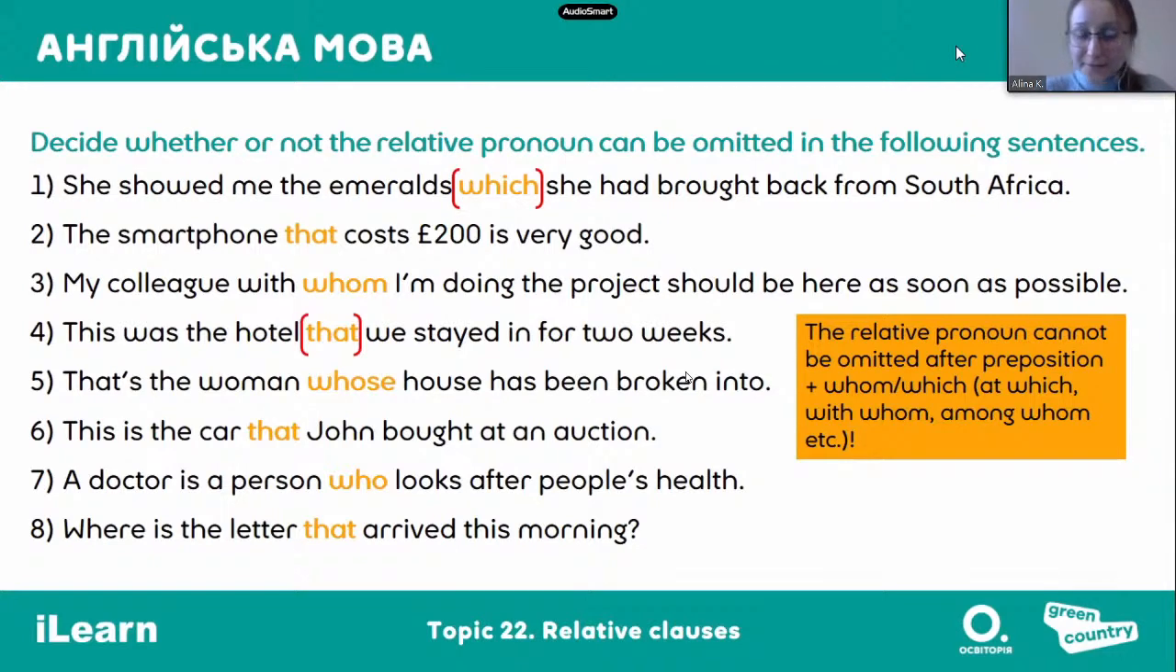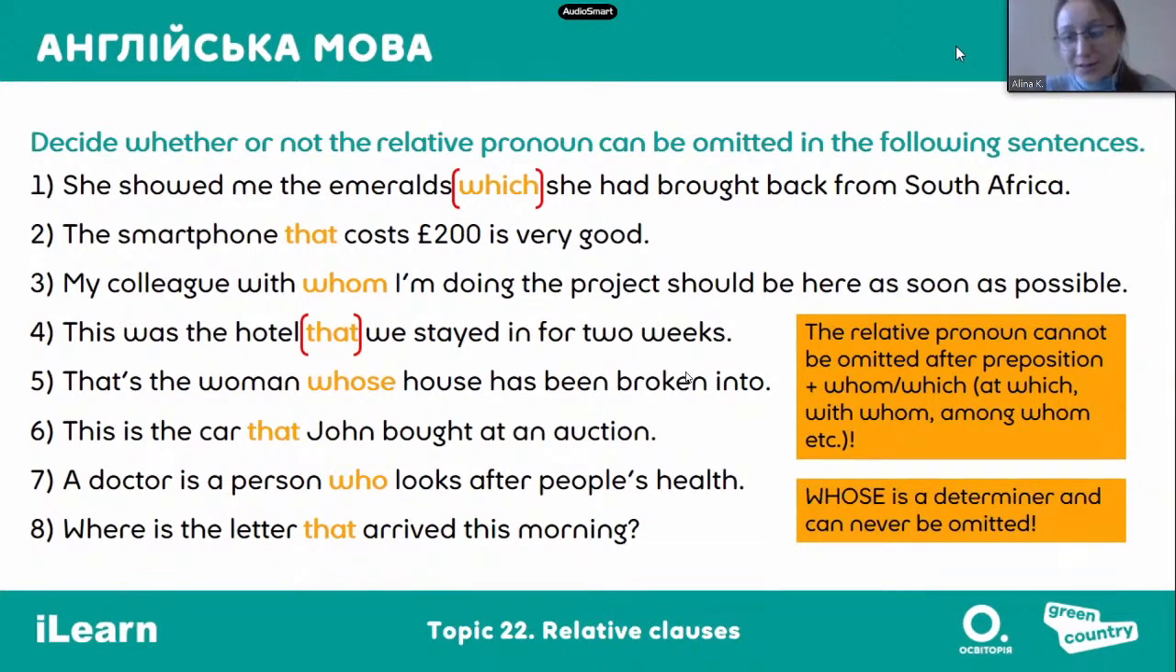Okay, number 5. I hope you remember. That's the woman whose house has been broken into. We can never omit whose. Ні в якому випадку, да?